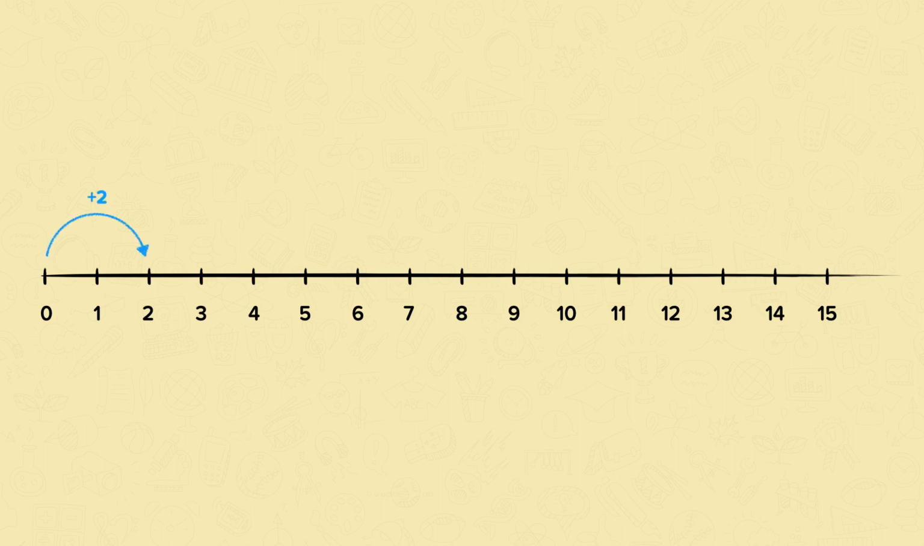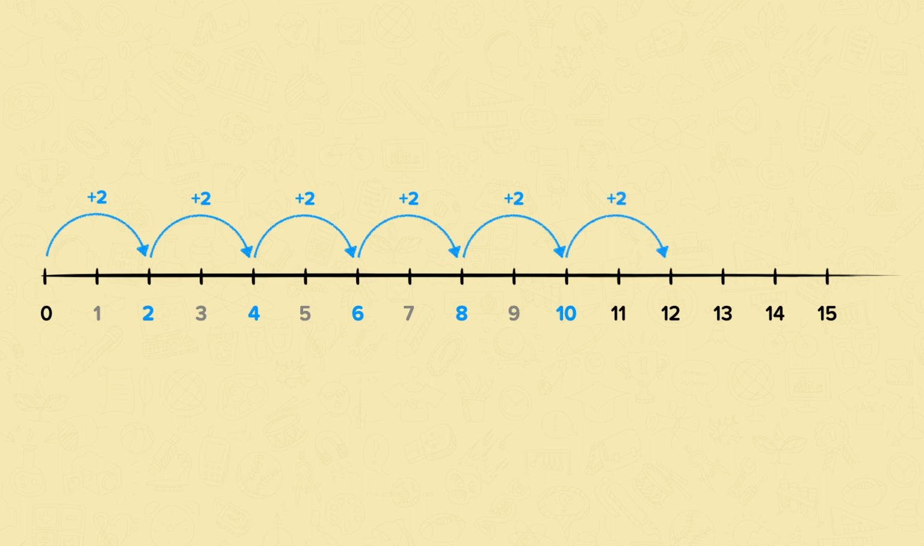We have 2, 4, 6, 8, 10, 12, and 14. Can you guess what the next number will be? The next multiple of 2 is 16.